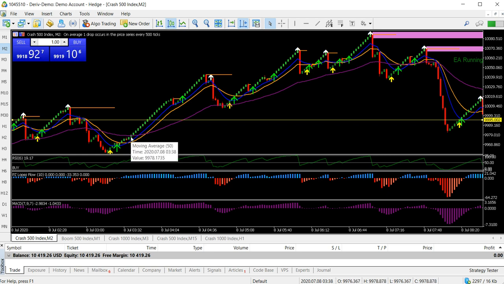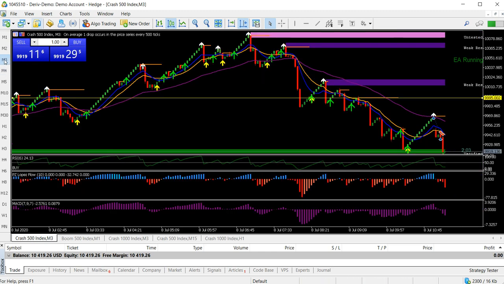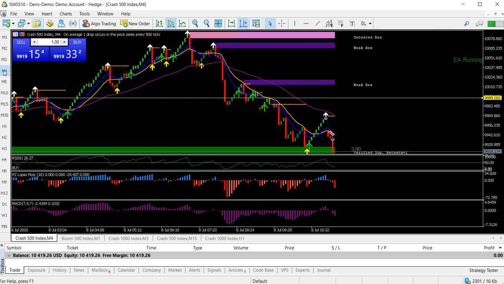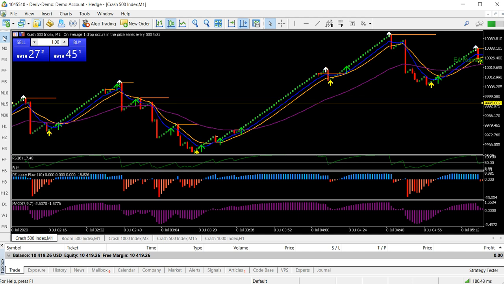In the 2 minutes time frame for Crash 5,000, 1 bar will be 2,000 points. In 3 minutes, 1 bar will be 3,000 points. In 4 minutes, 1 bar will be 4,000 points. So that's how you know the point you're looking for. All right, let's go back to 1 minute. We'll be trading in 1 minute to start.